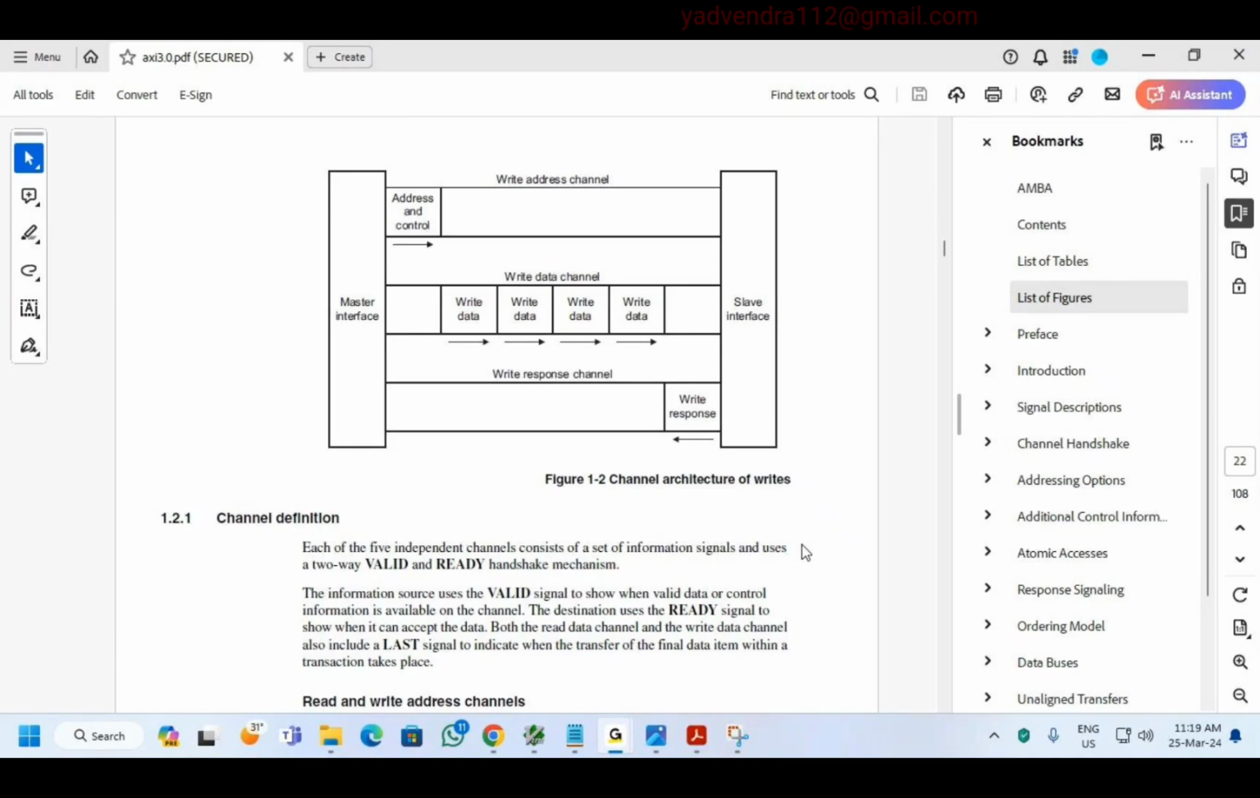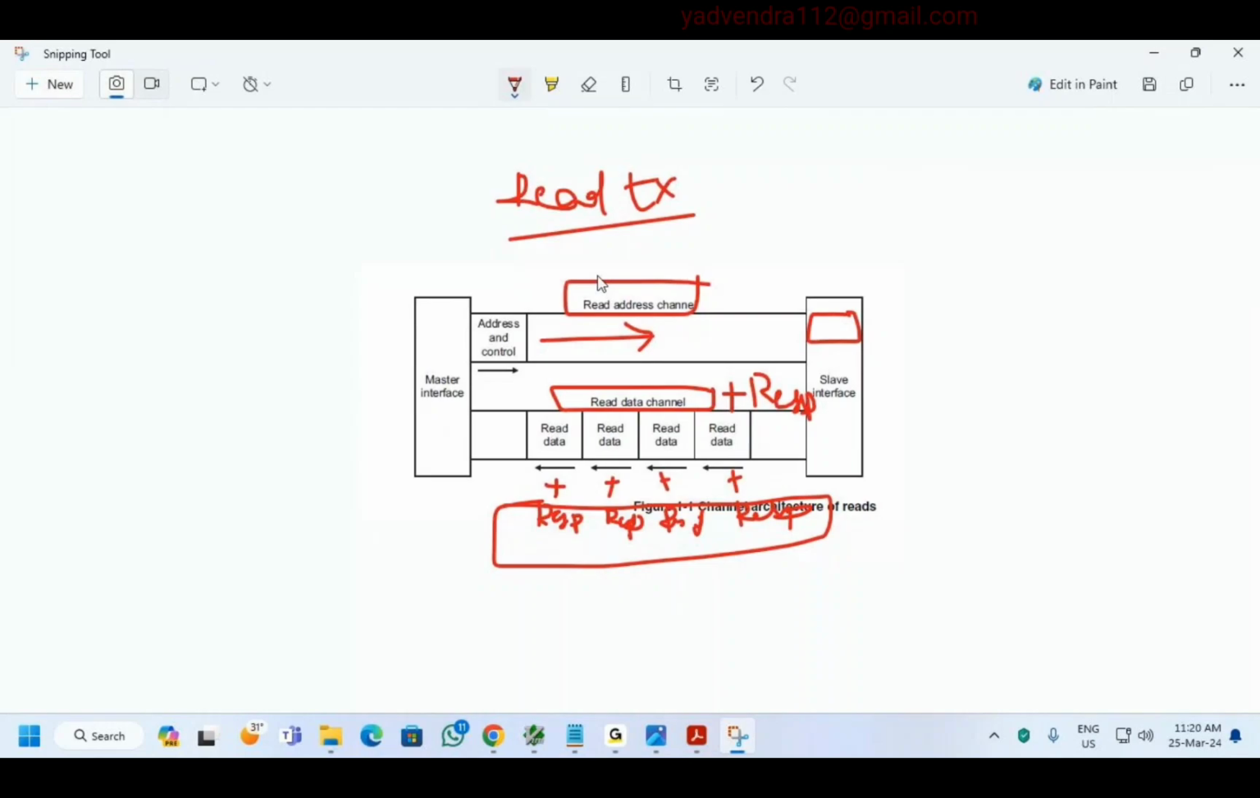As these channels are unidirectional, I can't communicate the response using the same channels. That is the reason I have a dedicated response channel in the write transaction. Did everyone understand why I have a dedicated response channel here? Because the slave needs to confirm whether it received the data or not, so my slave uses a separate channel, the write response channel, to send the response. Now let's see the read transaction. In the read transaction, who is sending the address?